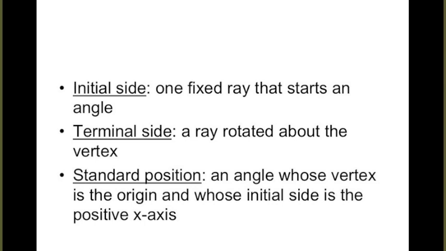When we graph angles for trig, we are going to do so always in what is called standard position. Standard position places the initial side on the positive x-axis. Always. It is always in that same location. The vertex will always be at the origin. And then we're going to draw out our angle with our terminal side being anywhere else around the circle.